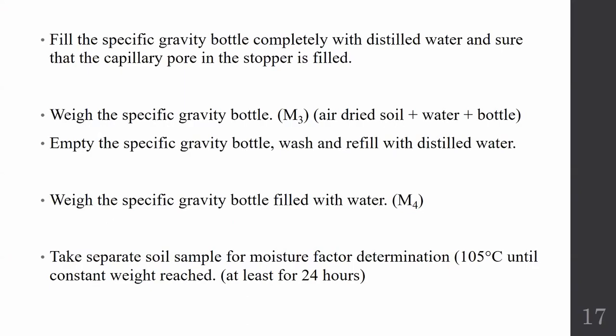Then empty the specific gravity bottle, wash and refill with distilled water. Then again weigh the specific gravity bottle with the distilled water. You can also take the soil sample for moisture factor determination after the weight reaches a constant value. If the weight comes to constant, you can get the moisture factor reading also. For that, you have to take at least 24 hours. This is not that much important.